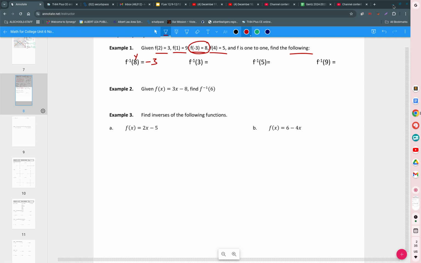How about if I have a y value of 3? What would the x value be? 2. What if I have a y value of 5? What would the x value be? 4. Good. And if I have y value of 9, the x value would be 1, so on and so forth.